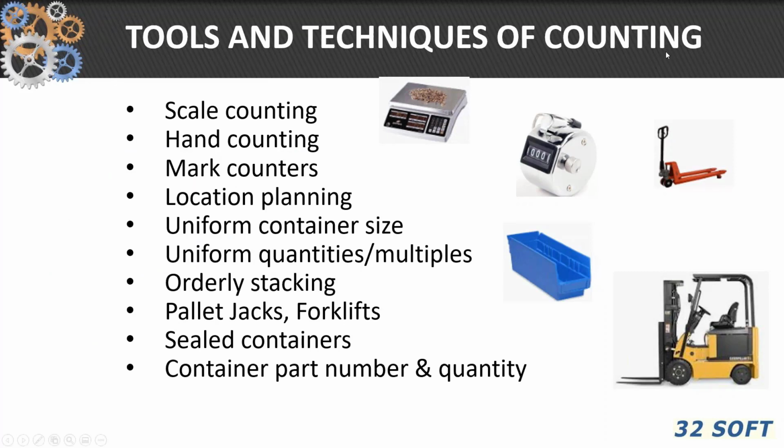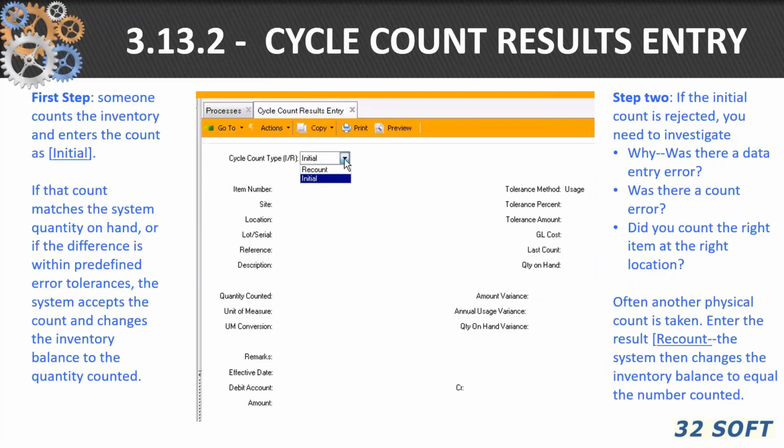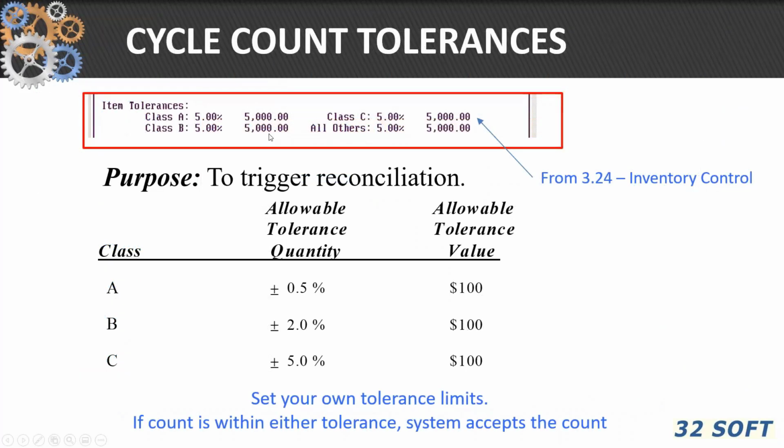Lots of tools and techniques for counting: scale counts, hand counters, location planning systems, uniform container sizes and quantities. All of these things should be in place to ensure that you've got an accurate representation of that quantity on hand. Here in 3.24 is where we set that tolerance, and this is to trigger a reconciliation. Here we've got A items less than 5%, B items tolerance is 2%, or excuse me, 0.5%. C items are 5%, along with a $100 value.